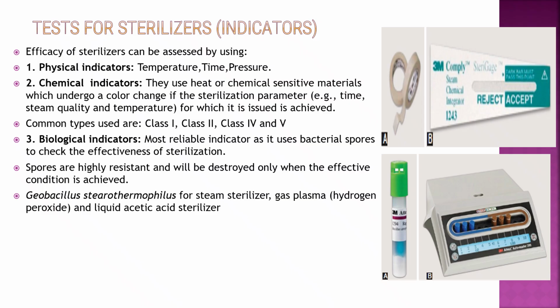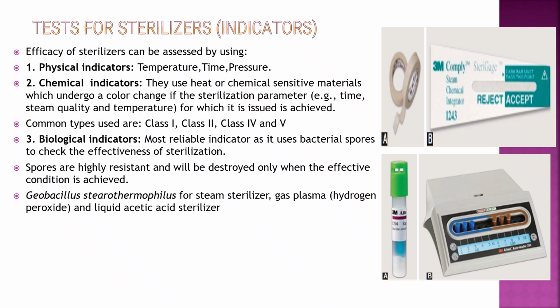Tests for sterilizers, the indicators. Physical indicator: time, temperature, pressure. Chemical indicator: they use heat or chemical sensitive material which undergoes color change if the sterilization parameters, that is time, steam quality, temperature for which it is issued, are achieved. Common types are class 1, class 2, class 4 and class 5.